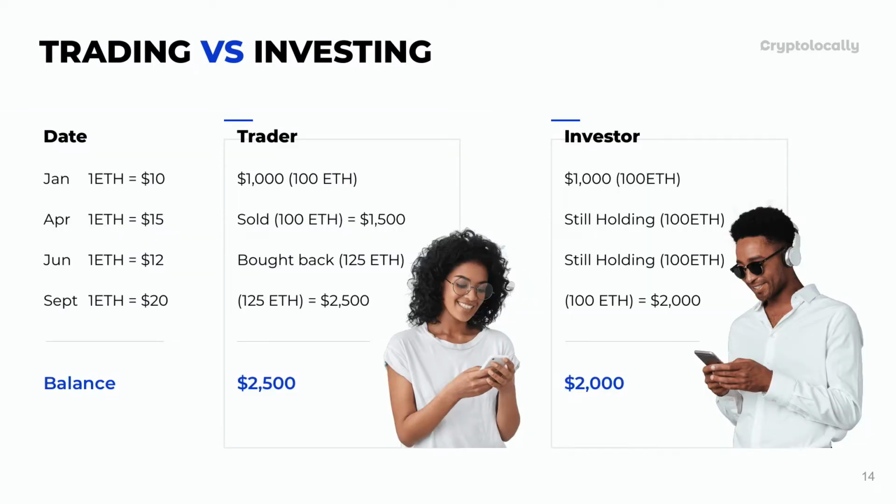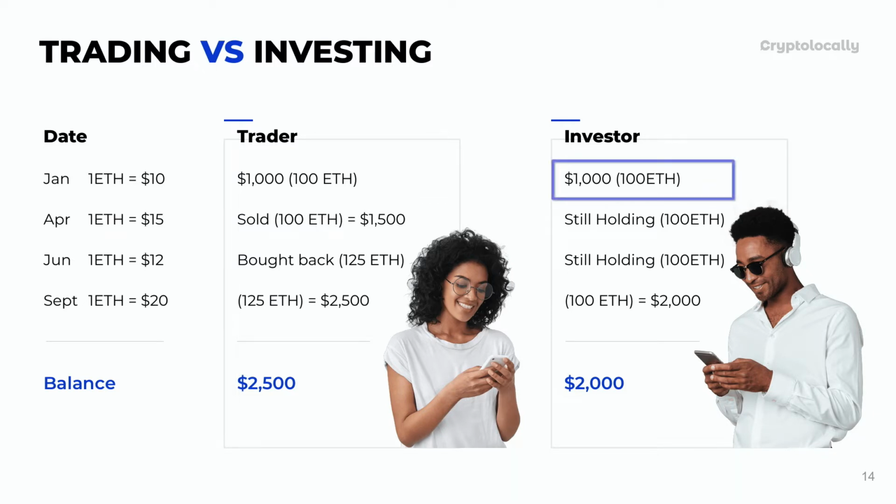So let's say January. This is the date. We have January, April, June, and then September, and we have a trader and an investor, Sam and Janet. As of January, they were both given $1,000, and both of them bought 100 ETH, which is equivalent to $1,000. One ETH is worth $10. Are you getting it? One ETH is worth $10. The trader bought 100 ETH, which is worth $1,000. The investor bought 100 ETH too, which is worth $1,000.